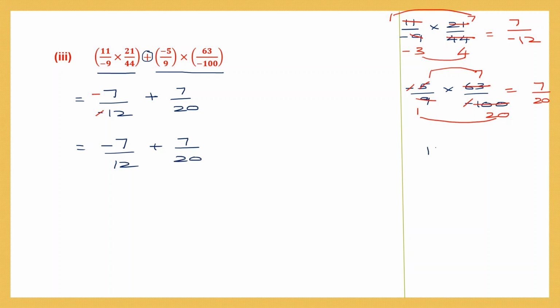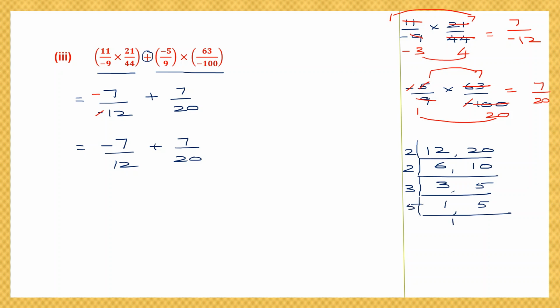So before that, we need to find the LCM of the denominators 12 and 20. So let's use 2. 2 6s are 12, 2 10s are 20. And then we continue with 2 again. 2 3s are 6, 2 5s are 10. Let's continue. This time we'll use 3. 3 1s are 3 and then 5. And now we're going to use 5. 1 and 5 1s are 5. So the LCM will be 2 into 2 into 3 into 5. So what is that now? 2 2s are 4, 4 3s are 12, 12 5s are 60. So the LCM here is 60.